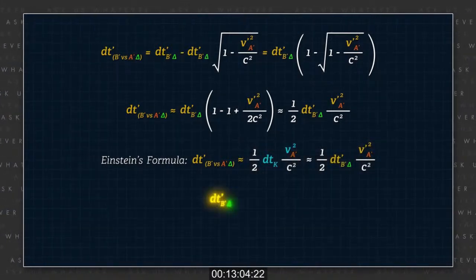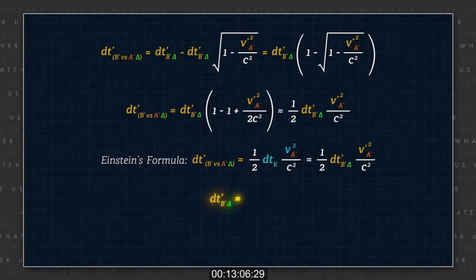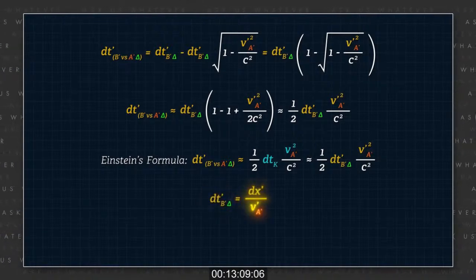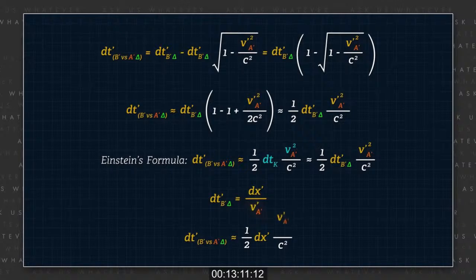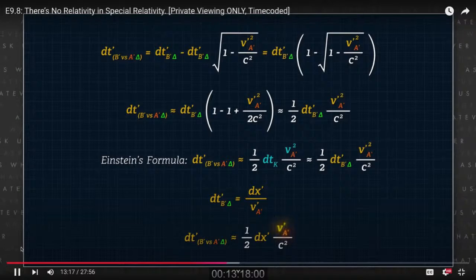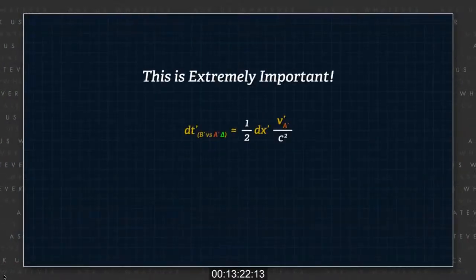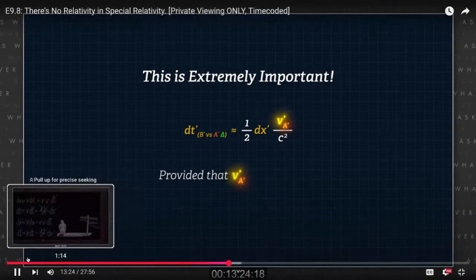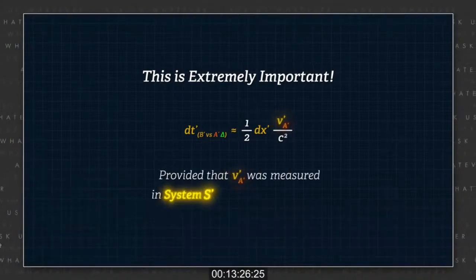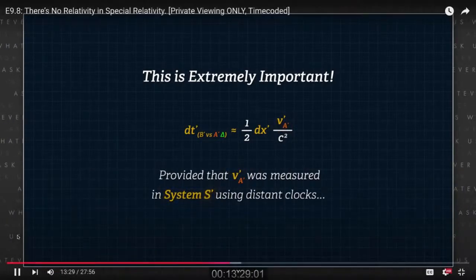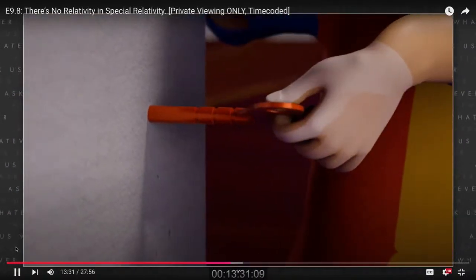And since dt prime for clock B prime is equal to dx prime over v prime sub a prime, we see that the difference in clock readings will remain constant, provided that we choose a fixed v prime sub a prime, irrespective of the speed of system S prime. And also, and this is extremely important, provided that v prime sub a prime was measured in system S prime using distant clocks that had been Einstein synchronized at the outset. Again, we find that the principle of relativity holds true under these conditions.